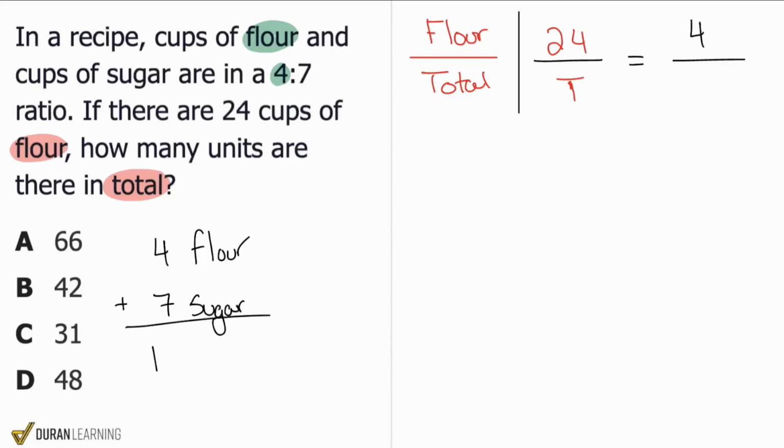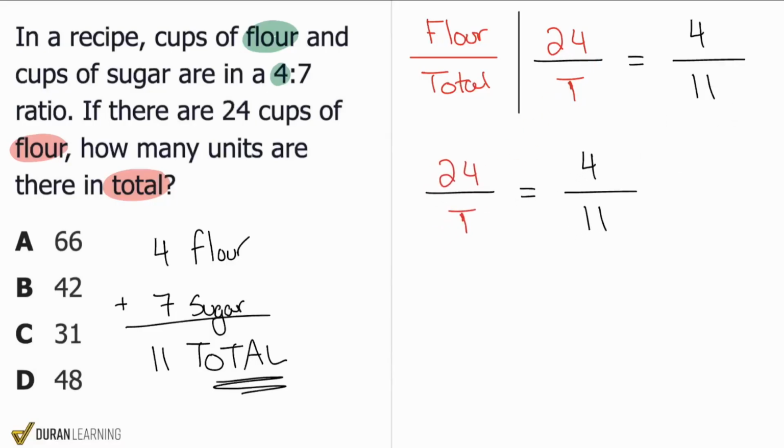4 plus 7 is 11 total. And that's what we're going to put right here. The 11. Now we're good to go, my party people. Now we can party. Now we can finish this and find the value of t. Let's just duplicate this and put it right there. And so we can cross multiply and divide if we'd like to.